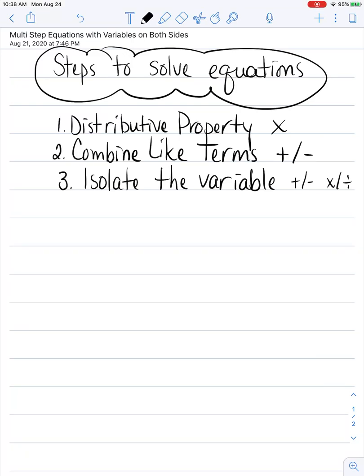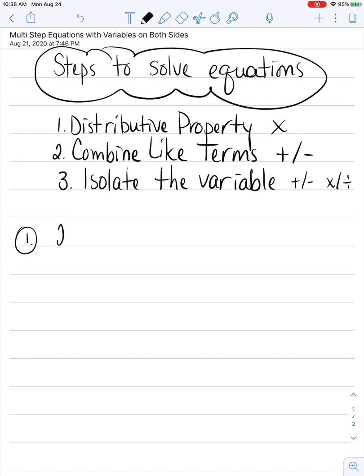Hey guys, so today we're going to continue our work with solving multi-step equations. The difference you'll see today is we will have variables on both sides. So if you haven't already, pause the video and write your 3 steps to solving multi-step equations. So let's take a look at the first example.